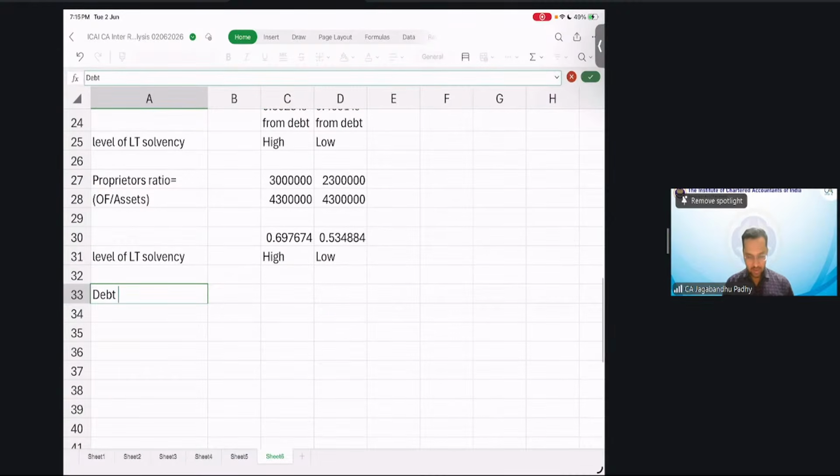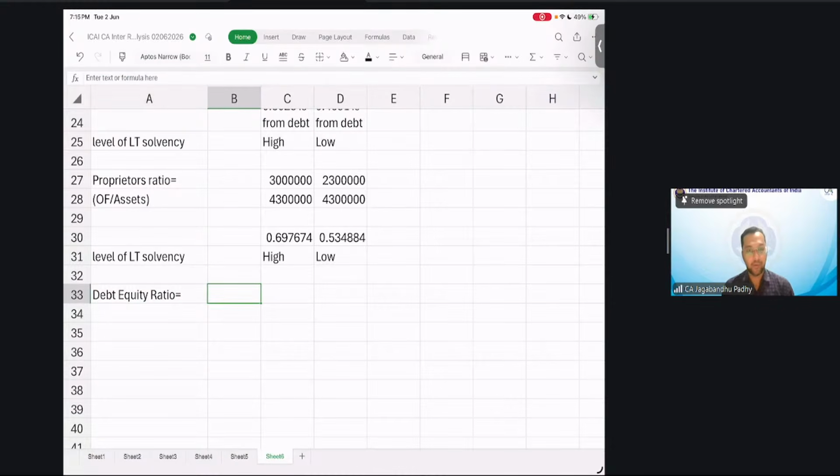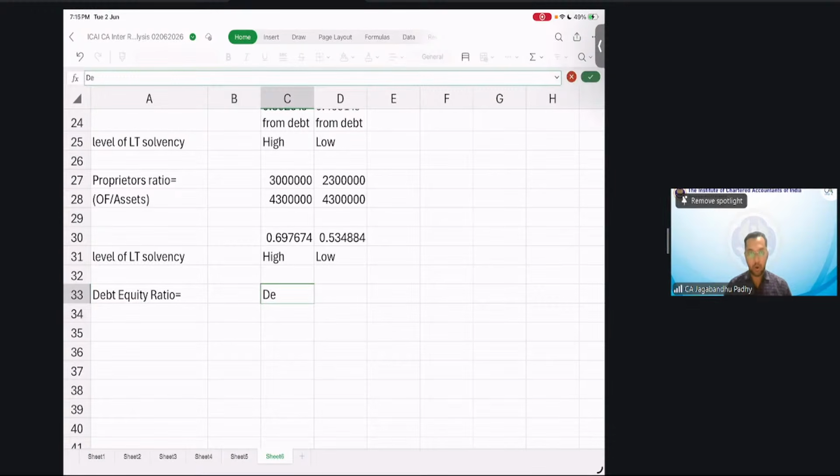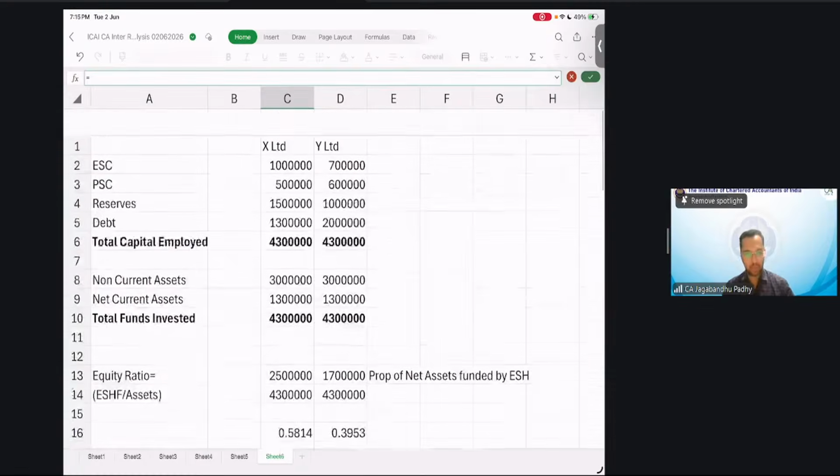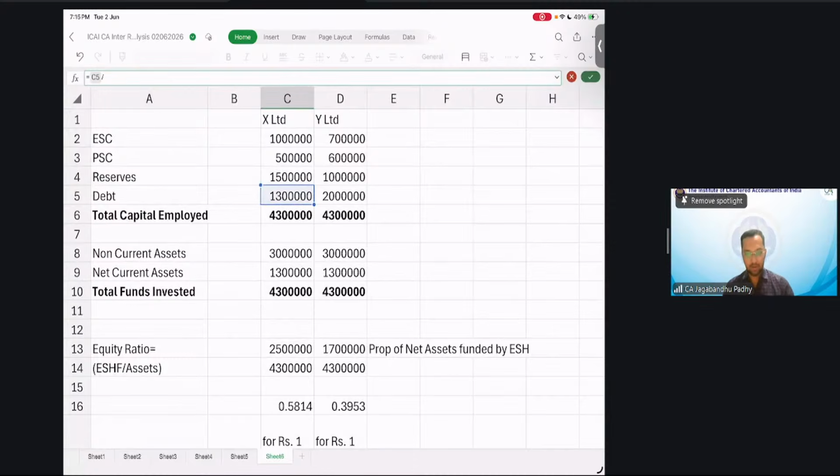Next is debt equity ratio. Debt equity ratio is simply calculated as borrowed funds upon equity shareholders funds. So I can calculate over here borrowed funds, which is your debt, divided by equity shareholders funds, which will comprise share capital plus reserves.